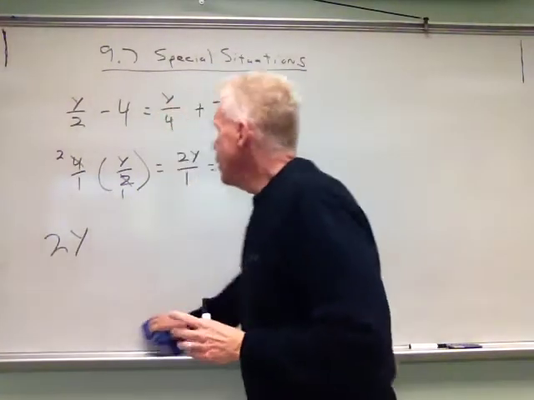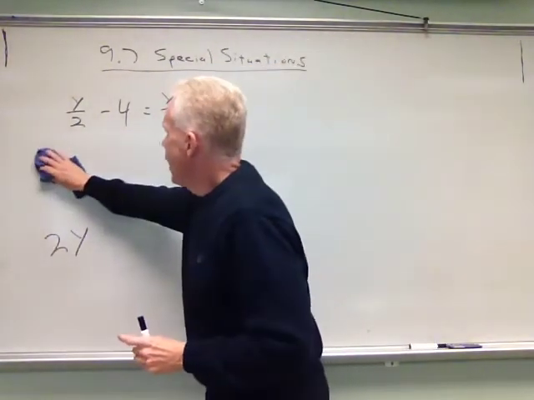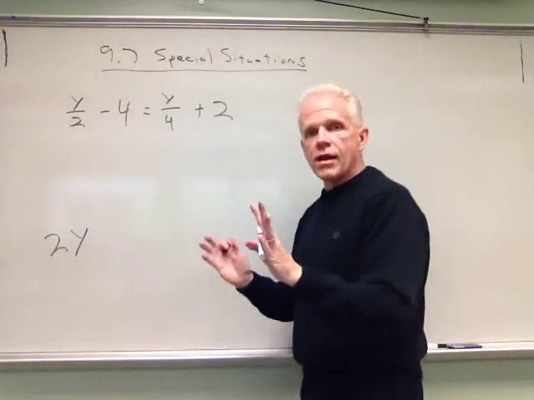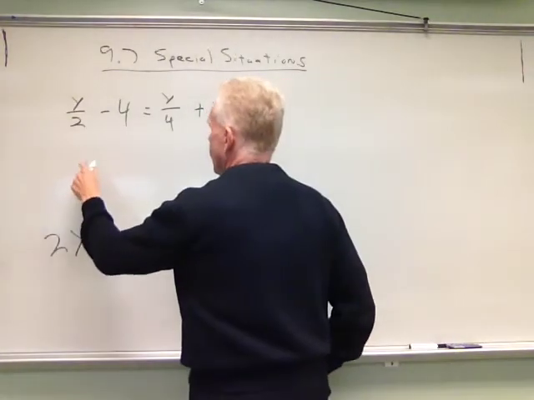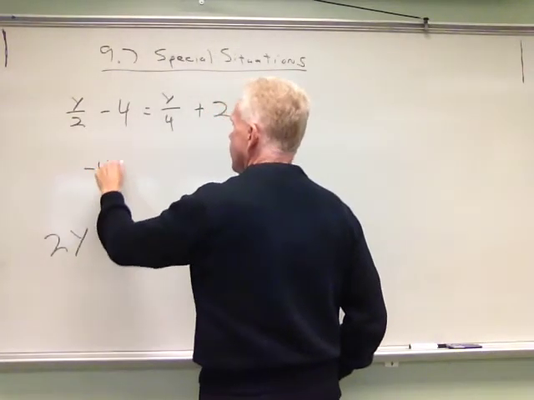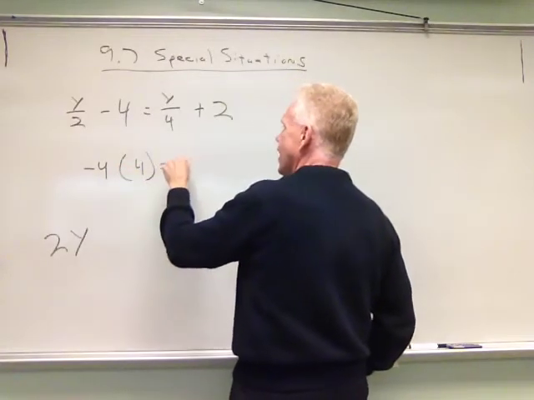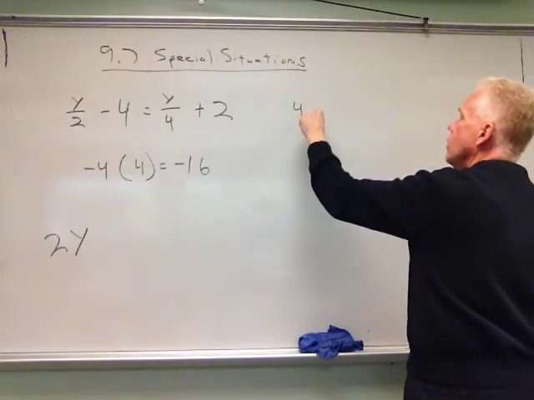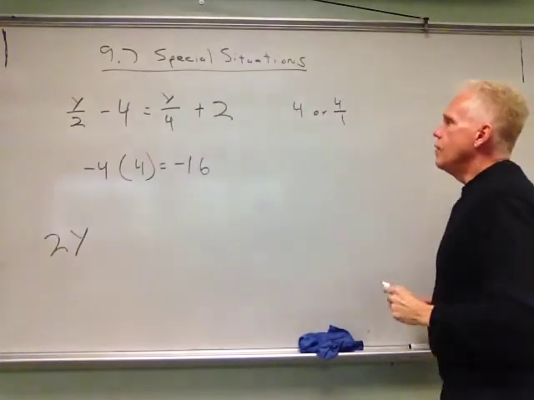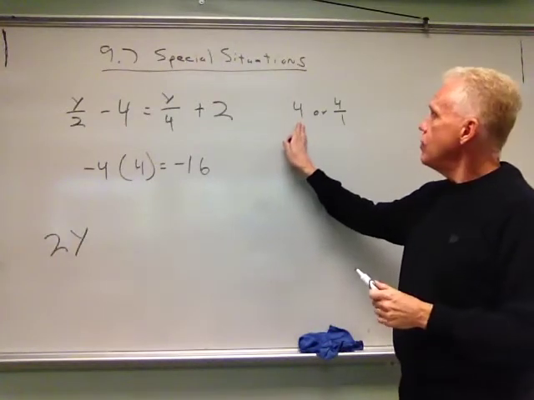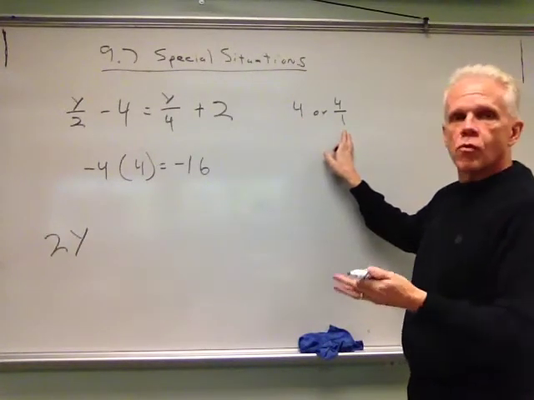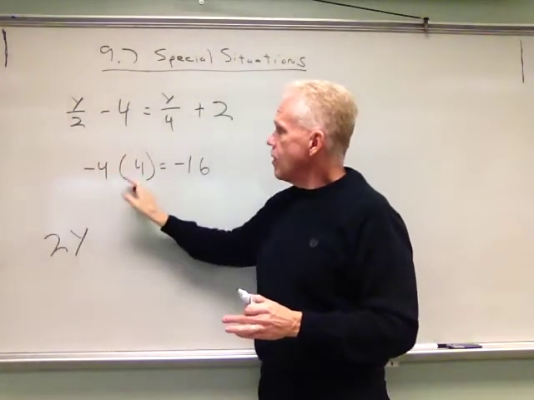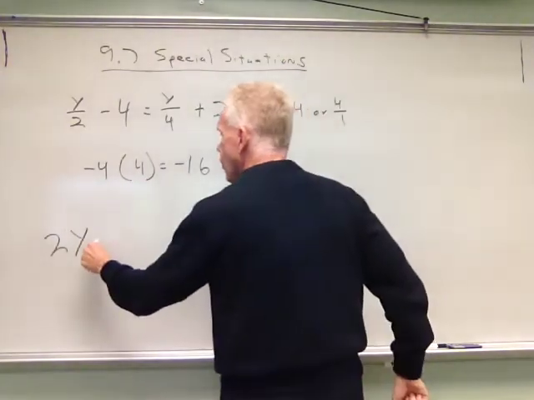My second term in my new equation, I'm going to multiply the negative 4 times 4, even though it's not a fraction. So negative 4 times 4 is negative 16. Remember, I can multiply by either 4 or 4 over 1. If it's a whole number, I'm multiplying by 4. That's a little easier. If it's a fraction, I'm multiplying by 4 over 1 so I can see the canceling that would happen. So my second term is negative 16.